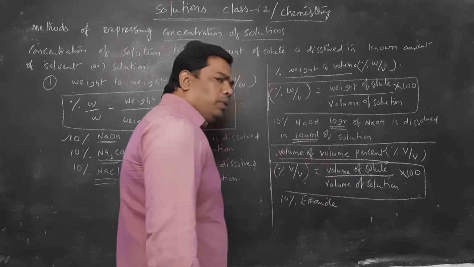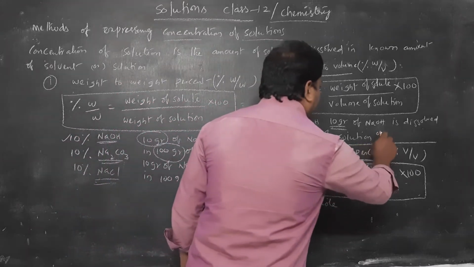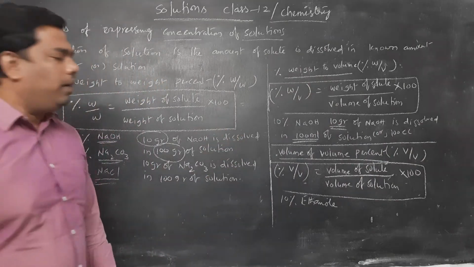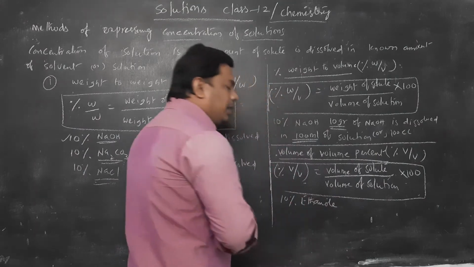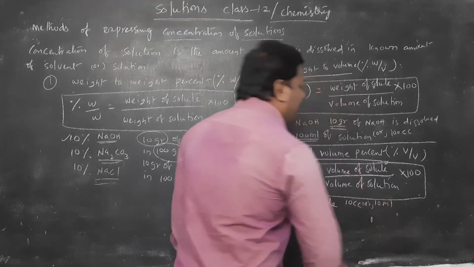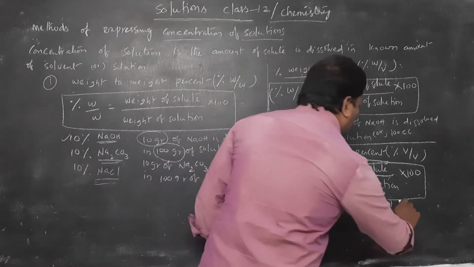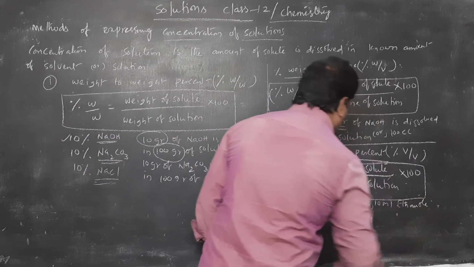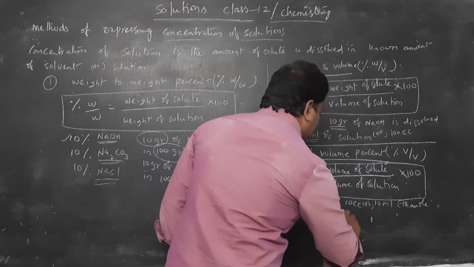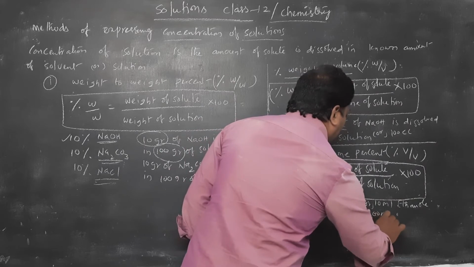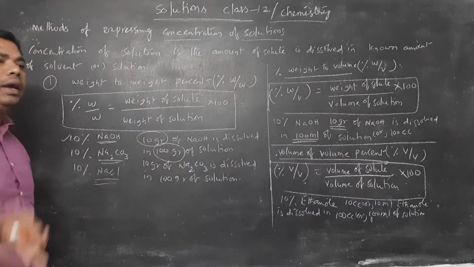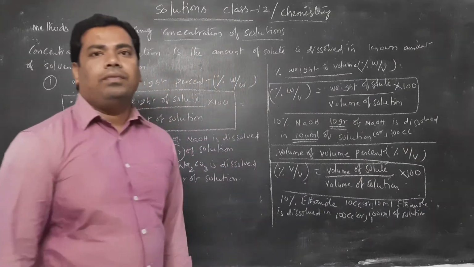10% of ethanol means nothing but, here we can take 100 ml, or you can take 100 cc also. 100 cubic centimeters is equal to 100 ml only. So 1 cubic centimeter is equal to 1 ml. Clear? So 10% of ethanol means 10 cc, or 10 ml, of ethanol dissolved in 100 cc or 100 ml of solution. So we will measure the 10 ml of ethanol and dissolve it in 100 ml of solution. Okay.